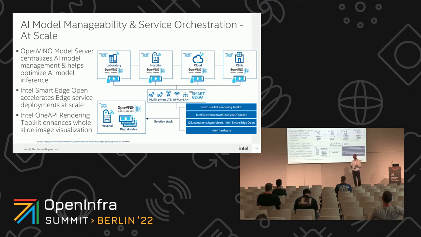So what we look at from a Smart Edge Open perspective is that you can do the lifecycle management in a secure way for each of these microservices, and that you can connect all the different premises that are part of a healthcare infrastructure. And the other aspect, we leverage things like the oneAPI Rendering Toolkit, for example, to visualize the results of automatic analysis on digital pathology. So the idea is that you can get all these different building blocks to create the end-to-end system architecture.